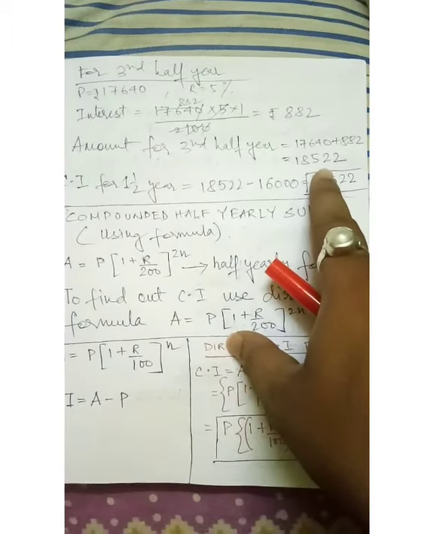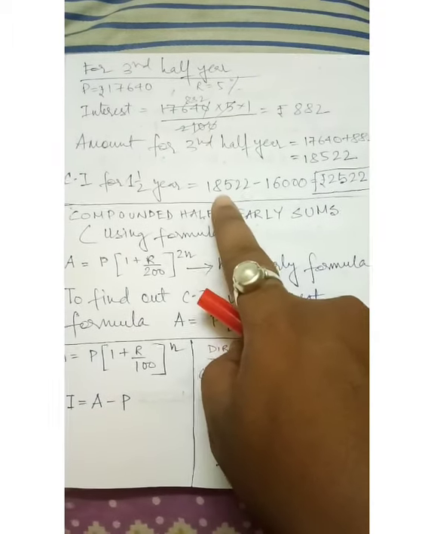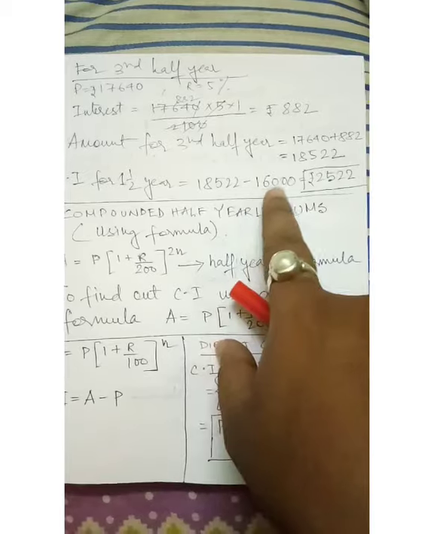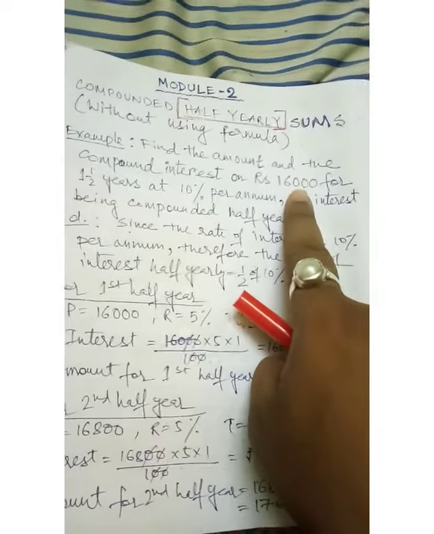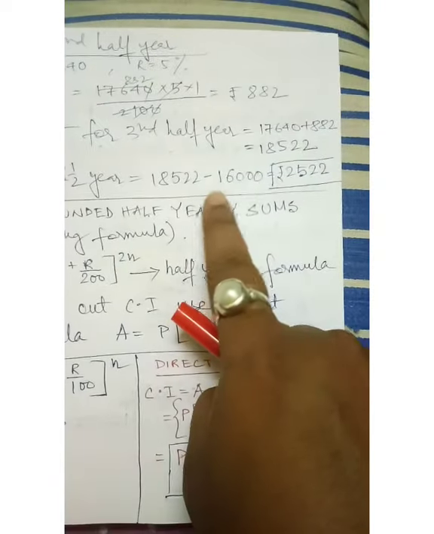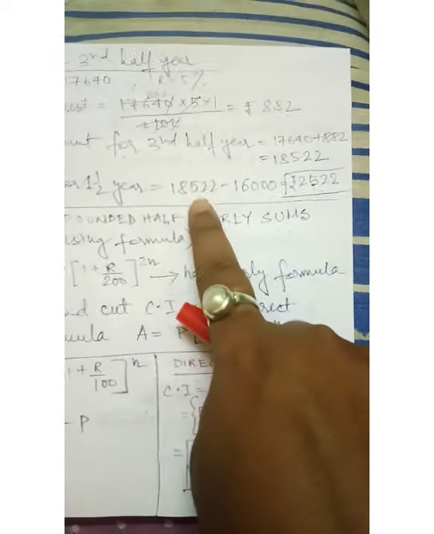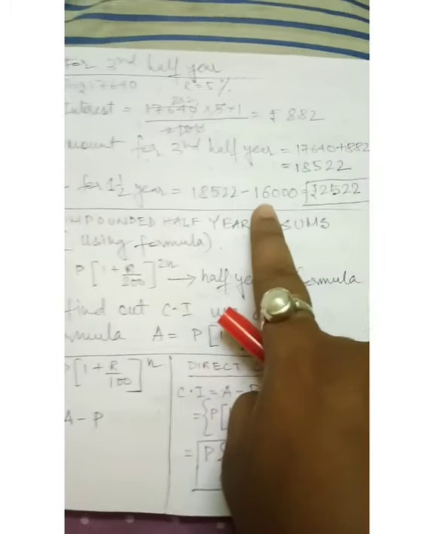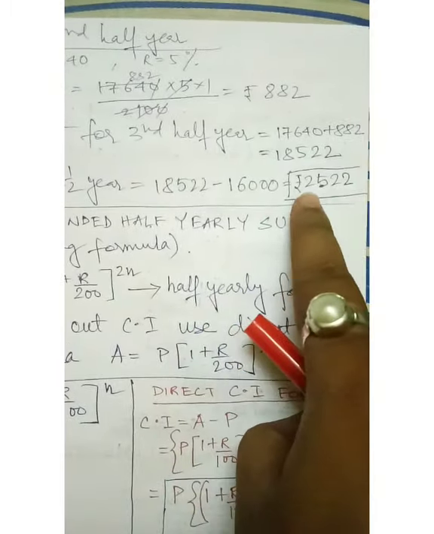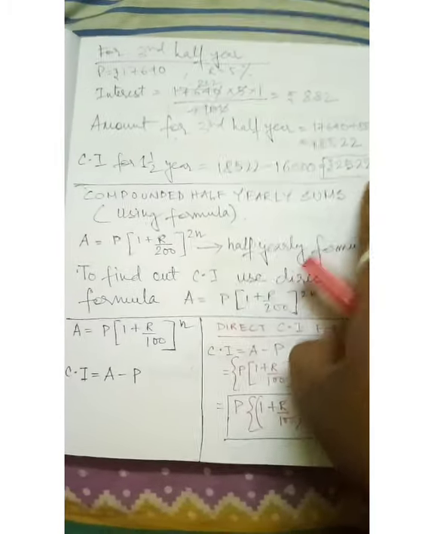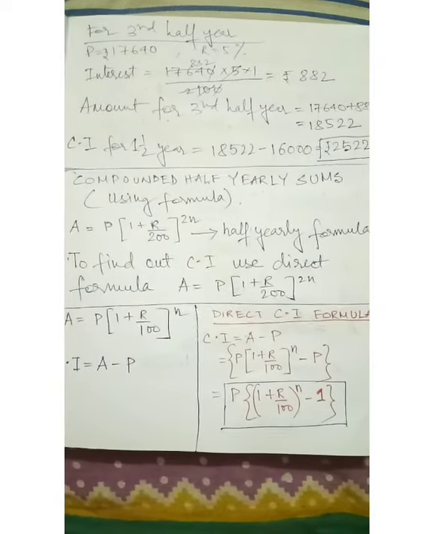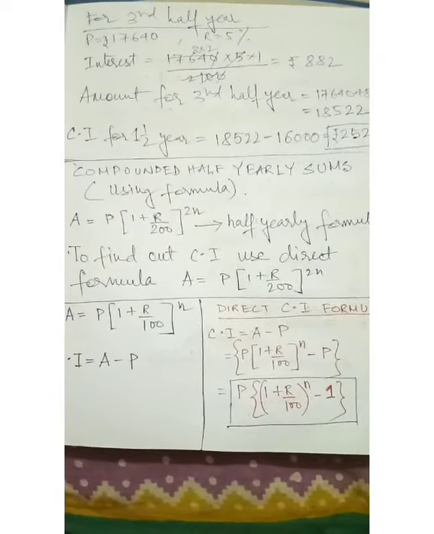Now what is the amount we have got for the last half year? That is 18522. And what is the original principal that is given in the question? See, 16,000 is given in the question. Then this is the original principal. So 18522 minus 16,000, then we have got over here what? 2522. That is rupees 2522.